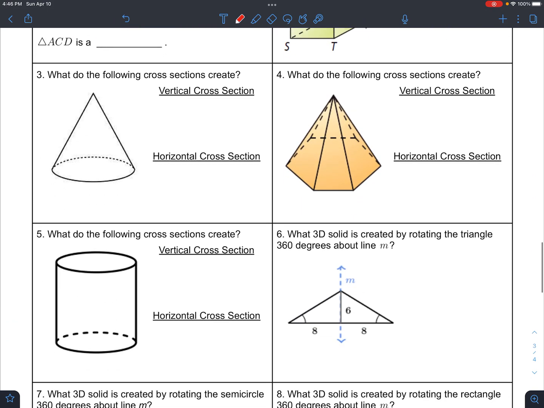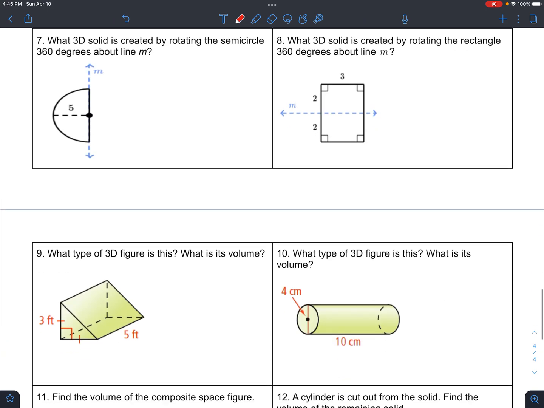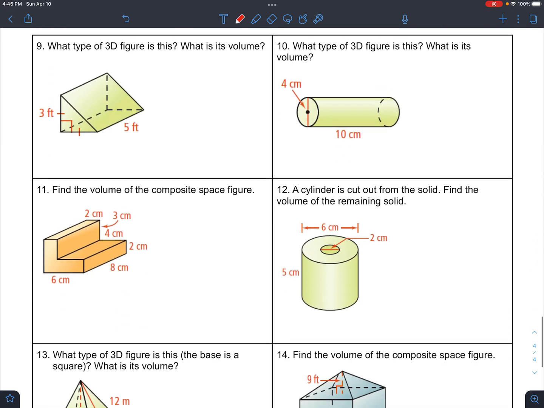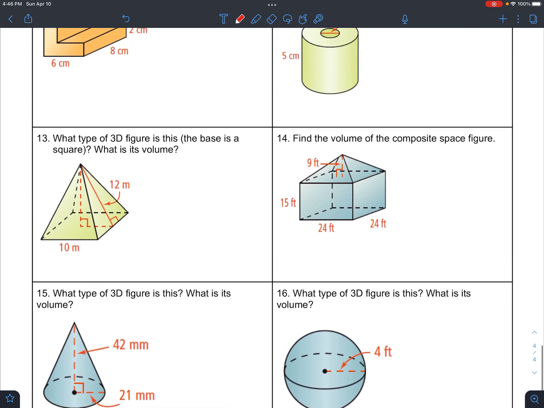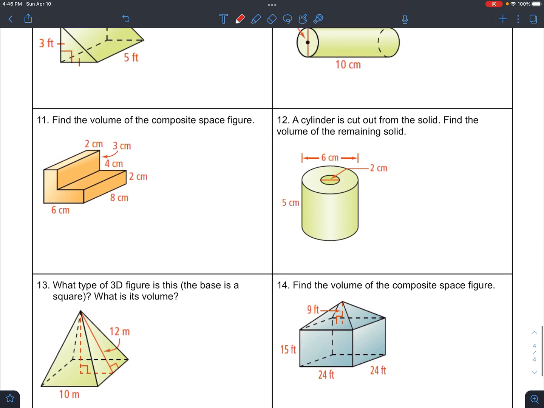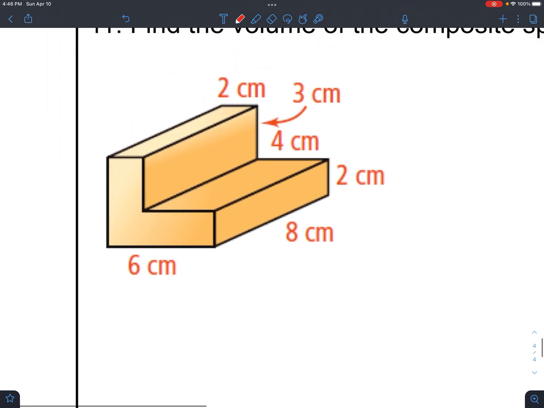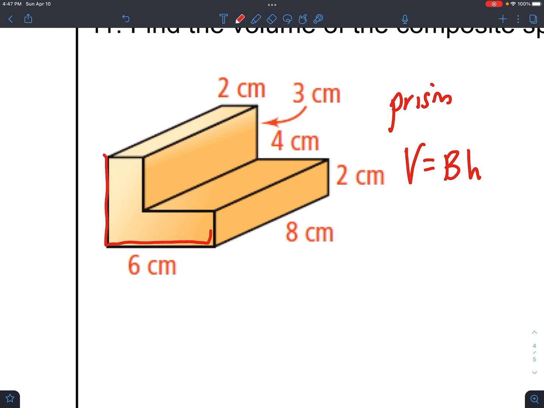And I guess that's it. Let me just search through here if there's anything else I wanted to say. I think you guys might be okay with these. This one's a little tricky, but it is a prism, which means that the volume is the area of the base times the height. So you actually need to find out what the area of this is. And whatever that is, it's B.